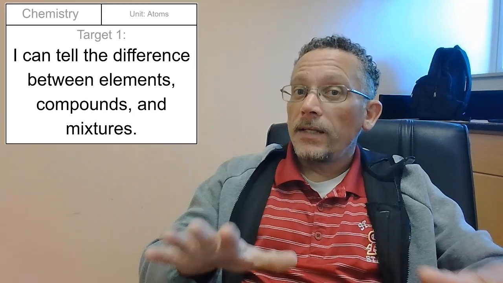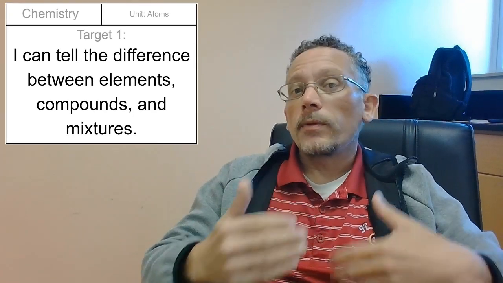So today we've been taking a look at telling the difference between elements, compounds, and mixtures. That's a target that we've been working on. And today we're going to do a lab where we're going to look at some of the properties of some different elements. We're going to take a look at aluminum, carbon, iron, magnesium, silicon, sulfur, tin, and zinc. And we're going to take a look at some of their properties.